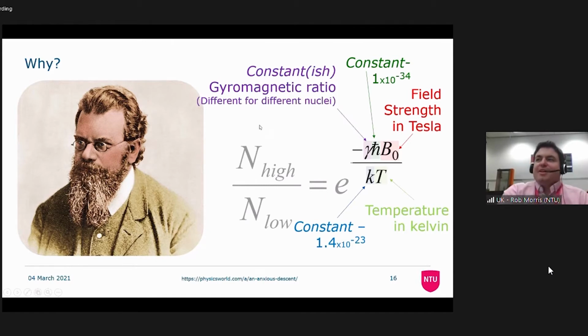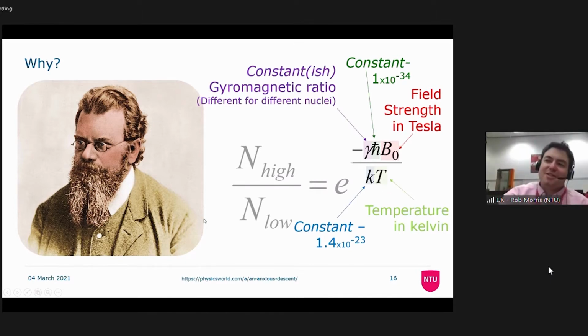So the gyromagnetic ratio, which we've met 3 times already today, is unique to a specific nucleus. We're going to use the value for proton, which is 42 megahertz per Tesla. We then have a constant, can't do anything about that. We've got our field strength in Tesla, which we can change. We've got another constant, Boltzmann's constant underneath, which is fixed. And then we've got the temperature.